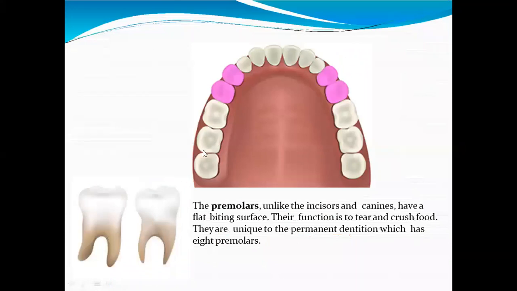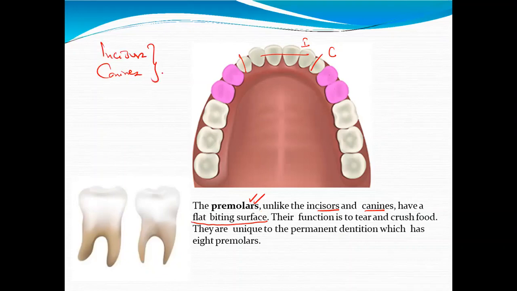Okay, then we go to the other ones, the premolars, and now we're finished with these, that is canines, and then these 4, these are incisors. Then you have premolars. Unlike incisors and canines, premolars normally have a very flat biting surface. Remember when we said canines and the incisors have a sharp biting surface, the crown of their teeth is a bit sharp.